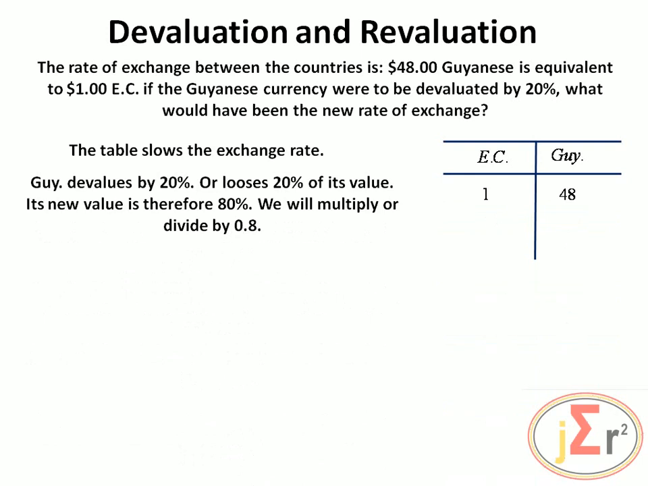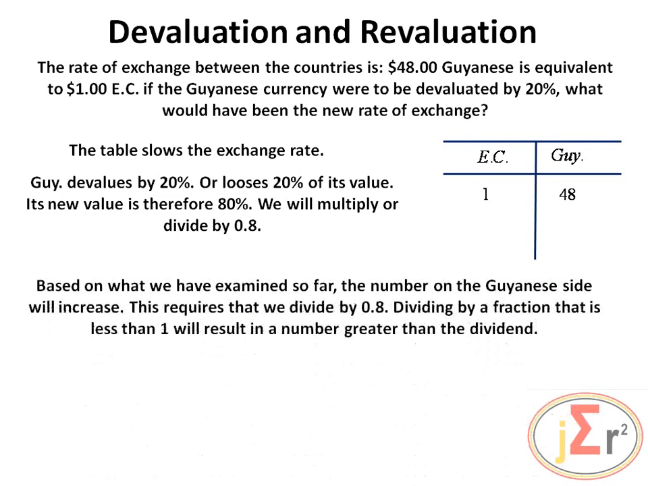We will multiply or divide by 0.8, because that's what 80% is, 0.8. But how do we decide whether we multiply or divide by 0.8? Based on what we have examined so far, the number on the Guyanese side will increase. There's a devaluation of the Guyanese currency. It will take more of the Guyanese currency to purchase the EC.